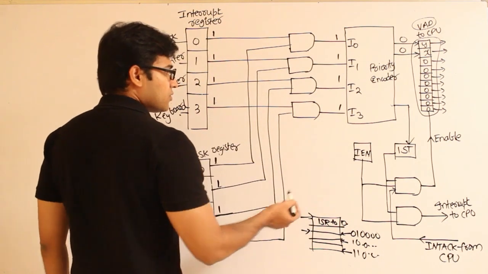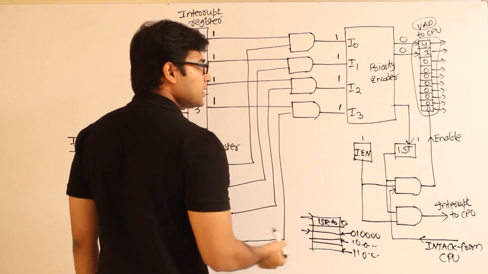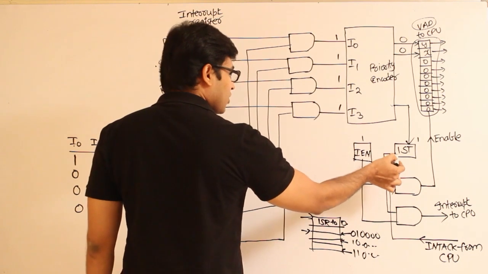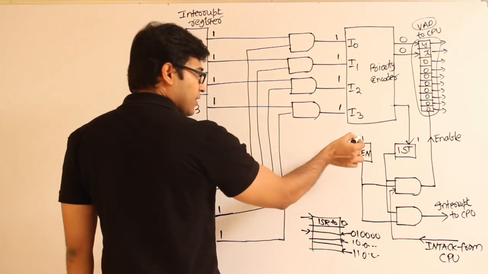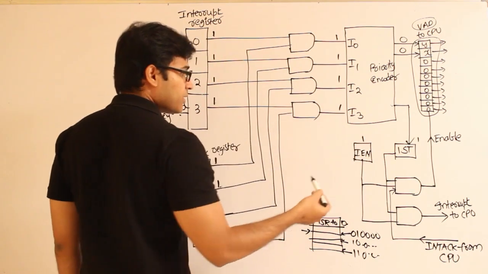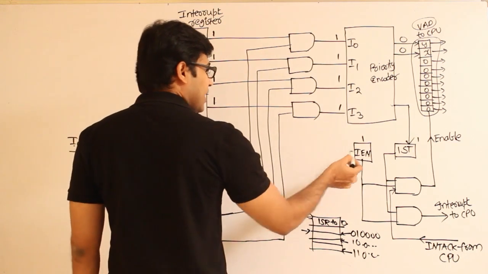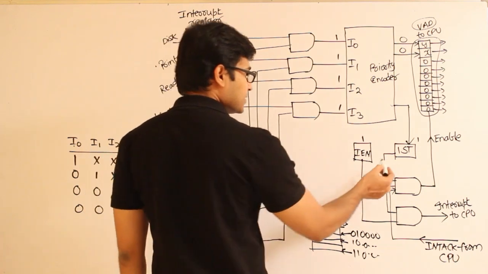Got it? So if this one is 1 and if this one is 1, what does it mean? It means that at least one of the devices has raised the interrupt, and our CPU, or the program which is running, has already said that it wants to be interrupted in case there is some interrupt.